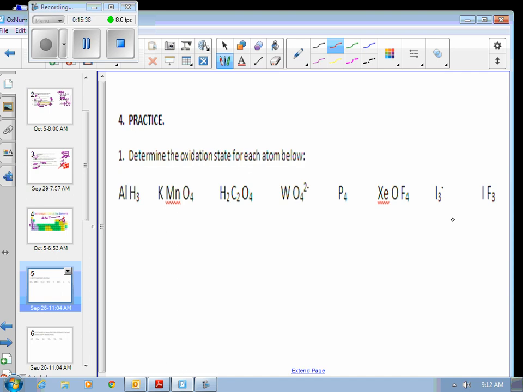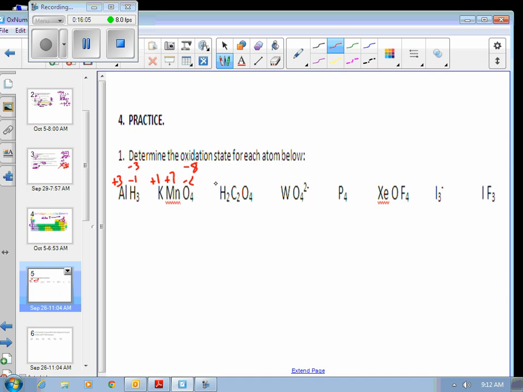Okay, so let's talk about how you did on this. So hydrogen, now this is hydrogen bonded to aluminum, so this is a hydride. Hydrogen's a -1, -3 overall, that makes aluminum a +3. Good. Oxygen, -2, so it's a -8 overall on the oxygens. Potassium, of course, is a +1 because it's a monoatomic ion. So what's that leave for manganese? That makes it a +7. You guys are doing good.